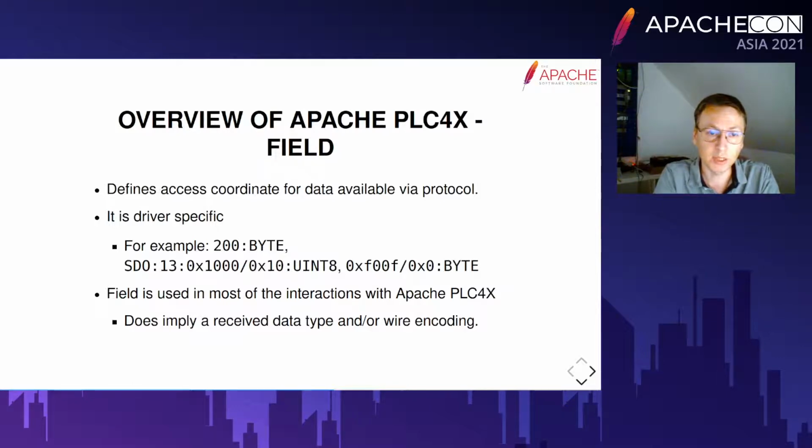As I said, it's quite specific to each and every protocol, and you can think of it as a coordinate to access data available via a given protocol. So it's definitely driver specific. For example, here you can see a generic CAN field information. Here is the CANopen definition, which defines the sub-protocol used in CANopen, the node ID, the index and subindex, and also the data encoding expected on the other side. And the last example is the ADS field syntax. As you can see, the differences can be significant, and your application must know a bit about the device in order to construct proper fields and request proper data.